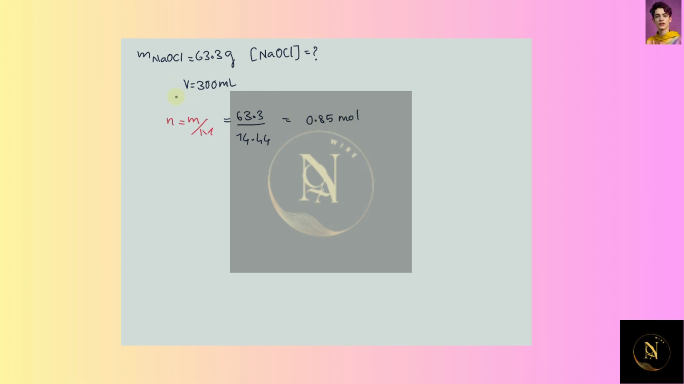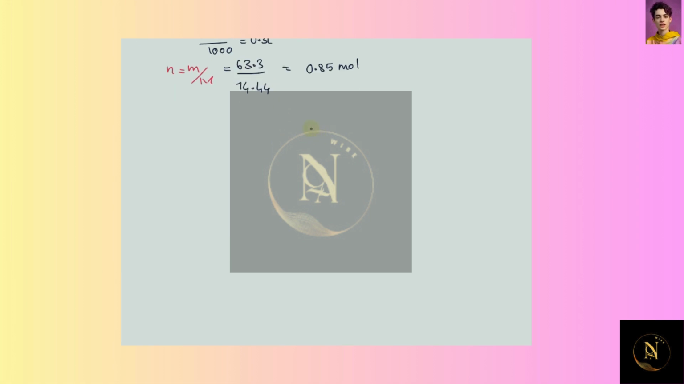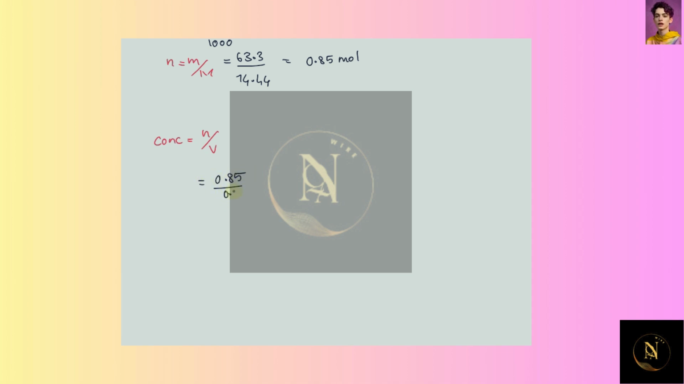Now we have to convert this volume into liters. Dividing this by 1000, we will get 0.3 liters. And coming to the molarity calculation, that is, concentration of the solution is given by number of moles divided by volume in liters. Substituting the values, that is 0.85 divided by 0.3, we will get the concentration of the sodium hypochlorite will be equal to 2.833 M. This is the answer to this question.